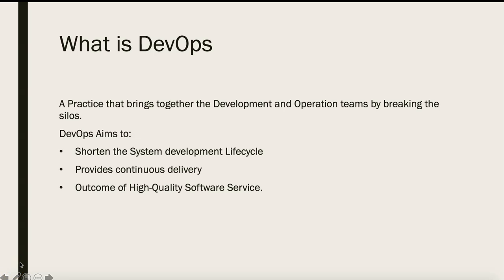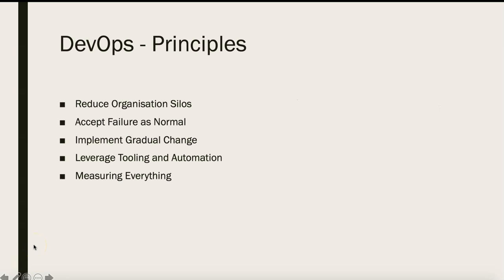a manufacturing conveyor belt which continuously keeps on delivering products out of the line. Many people in the manufacturing sector will know what this is. And the outcome of DevOps practice is expected to be high quality software service. Why? Let's see in the next slide. That's because of these DevOps principles.